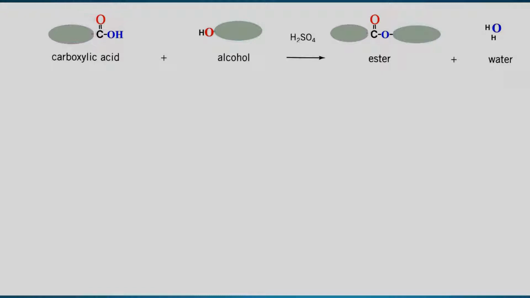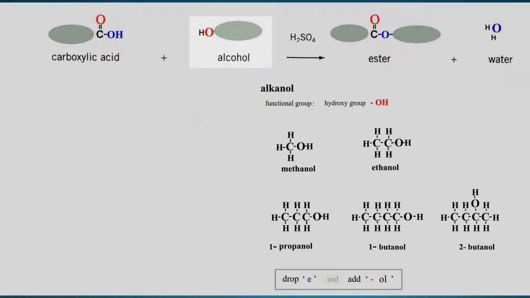Now let's look at alcohol. We learned about alcohol in an earlier chapter. Alcohol has an OH group. 1C methanol, 2C ethanol, 3C propanol, 4C butanol, position 2, 2-butanol. And this part with the OH group as the functional group, students have already learned.